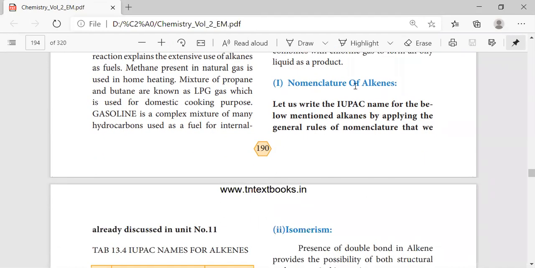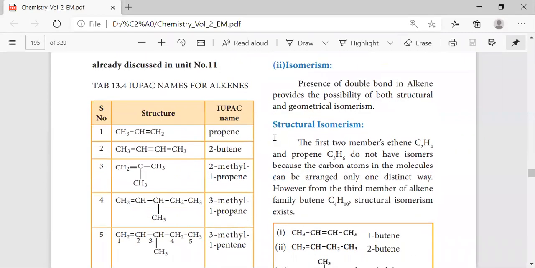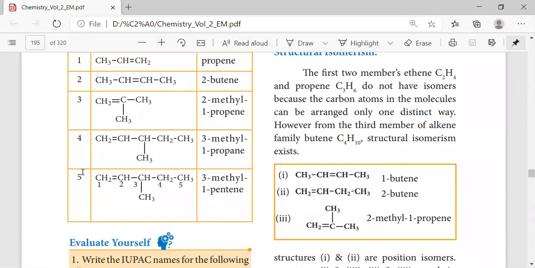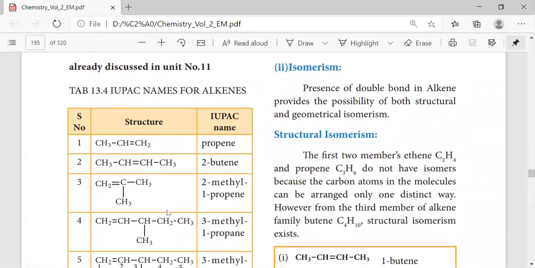Now there's a nomenclature here also, the same as we discussed in unit 11. In that unit itself, we have discussed this alkene nomenclature. Here the name will end with -ene. It has the double bond, which indicates the presence of the alkene group. So here also we have to do the same procedure. The only thing is that at the end of the name we have to add the -ene group.